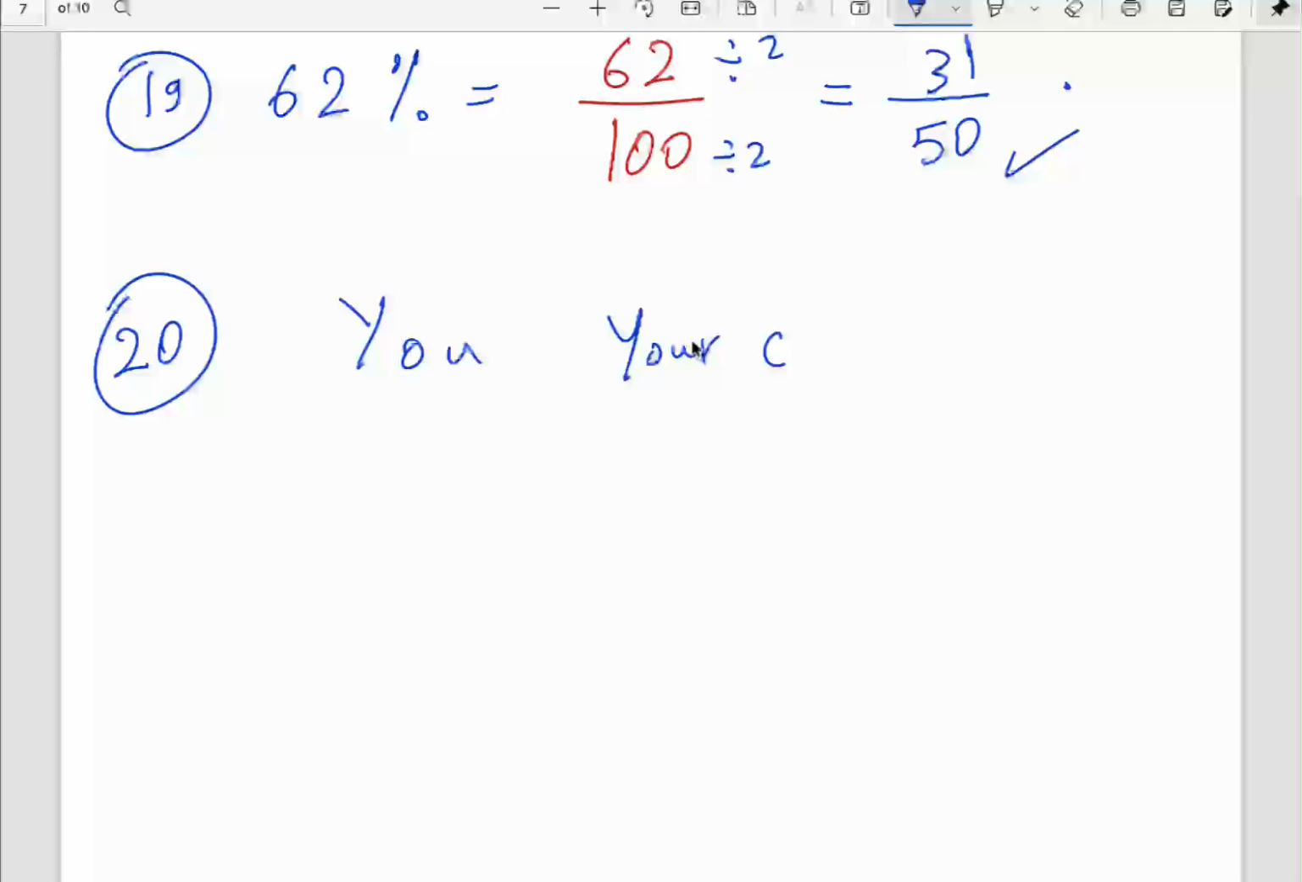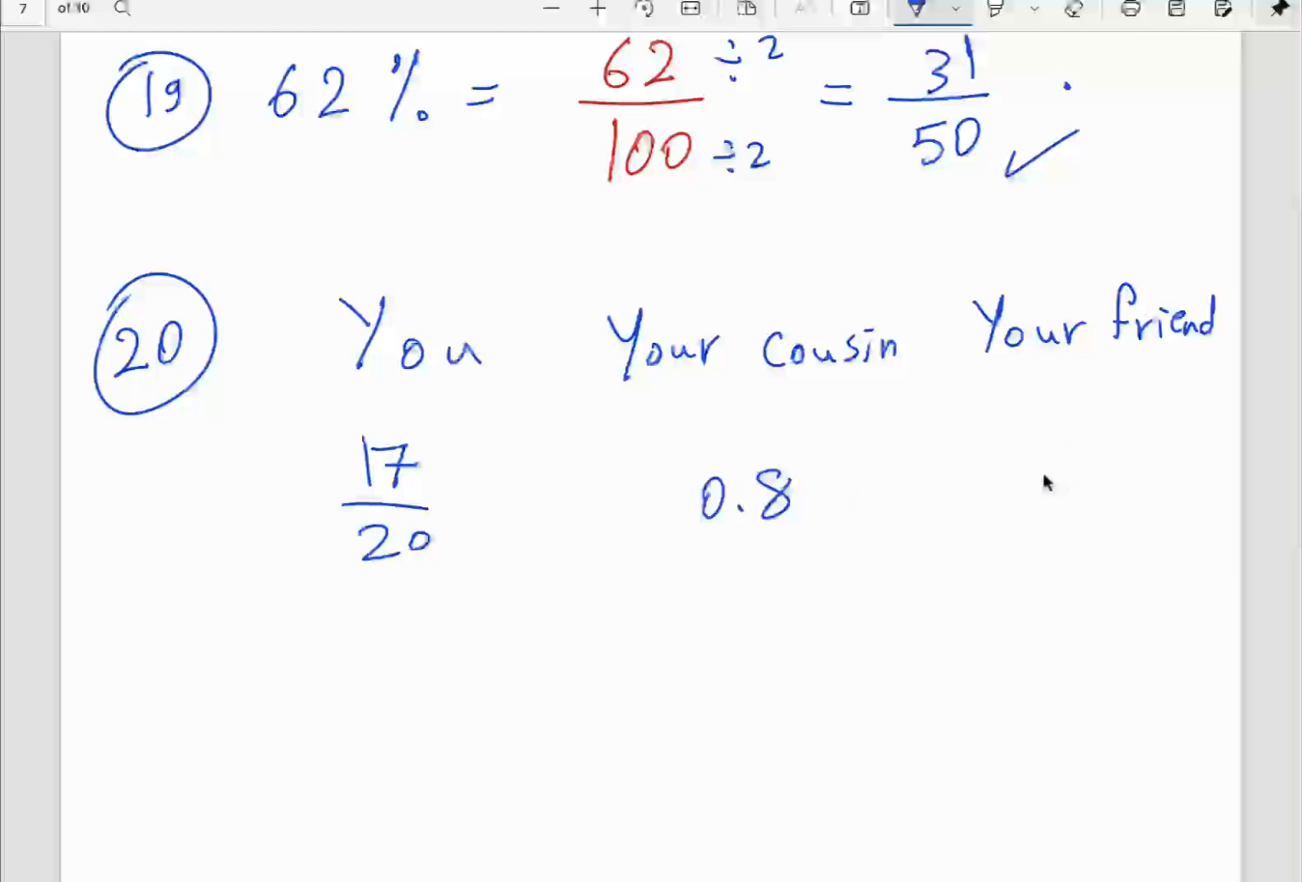And a friend. Okay. So, you make 17 over 20. Your cousin makes 0.8. And your friend makes 87.5%.